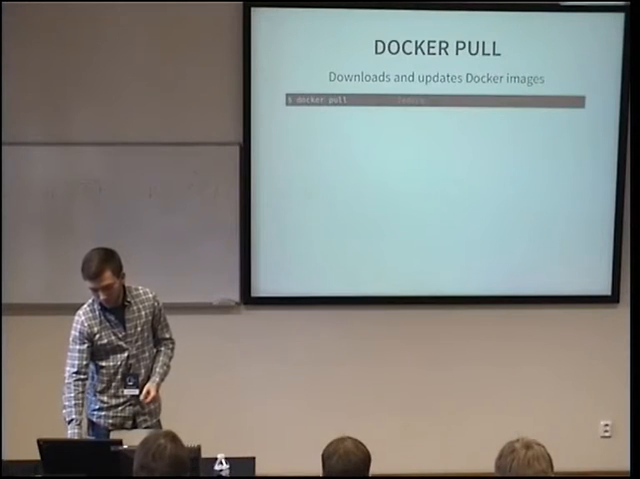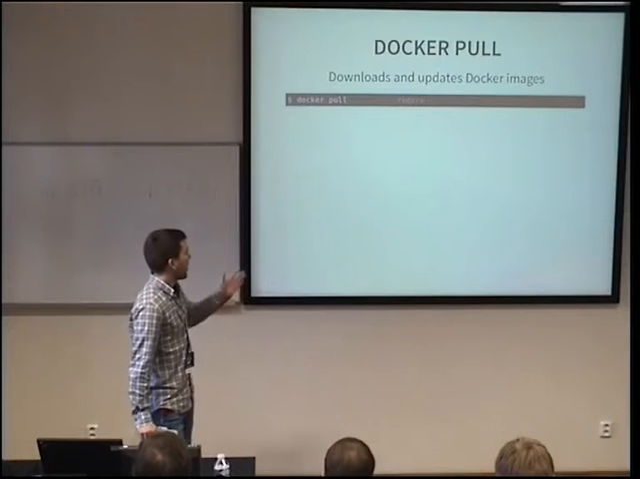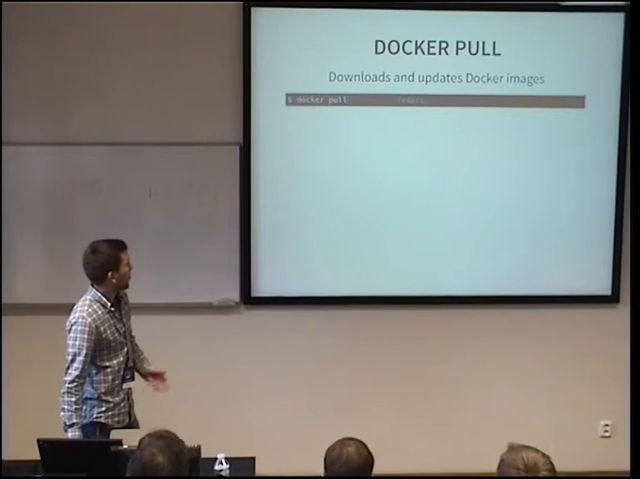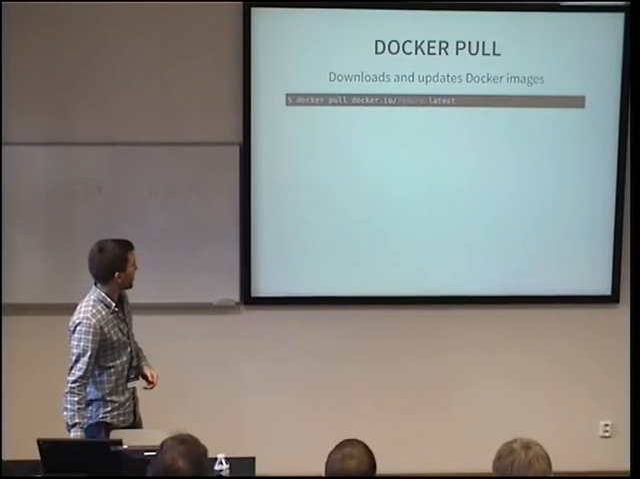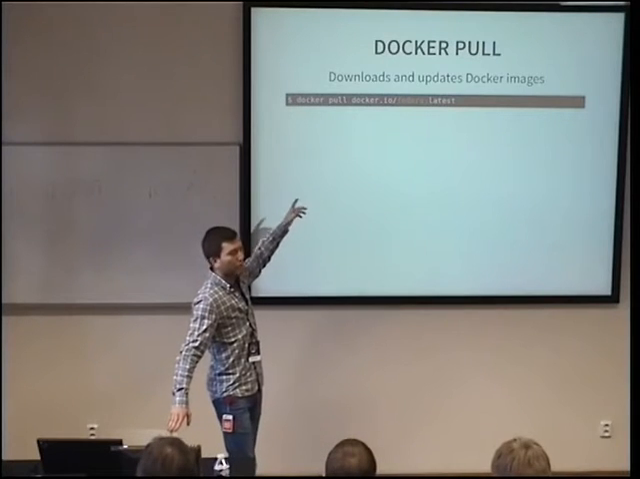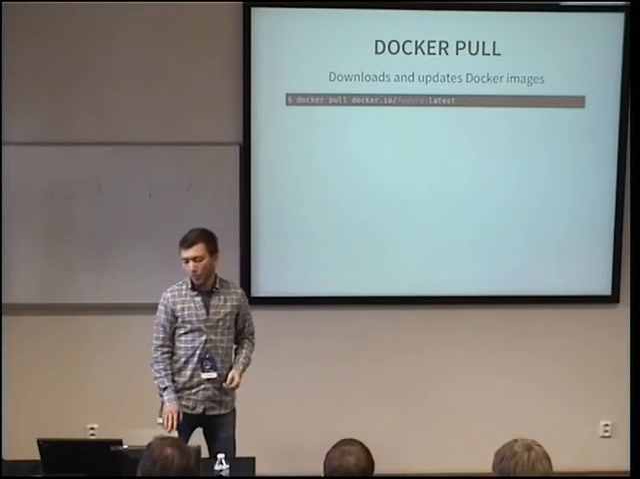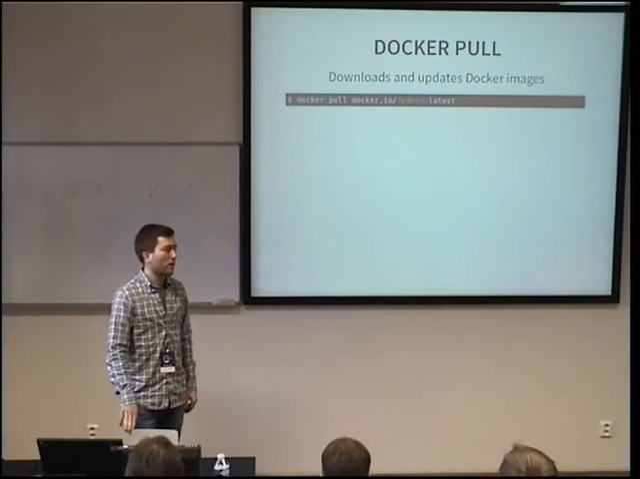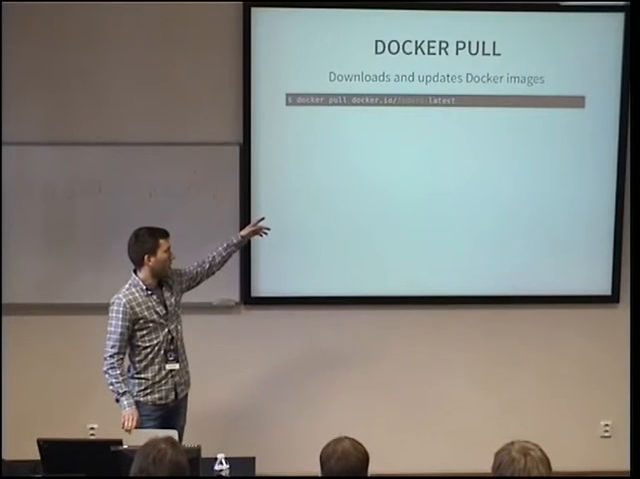So let's have a look at it. It's just the command docker pull, and then you specify who is the author, or what is the image itself, where it is published, and what is the tag. You see we put here docker.io, but if you don't specify any repository, it always defaults to docker.io. So you could just do docker pull fedora, and it would by default download Fedora from docker.io at the latest version.